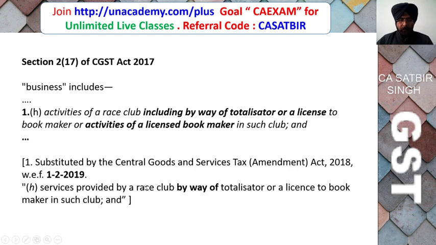Before, this definition, as you can refer in the below screen, said: the service provided by a race club by way of totalizer or license to bookmaker. But now these words have been inserted: activity of a licensed bookmaker.